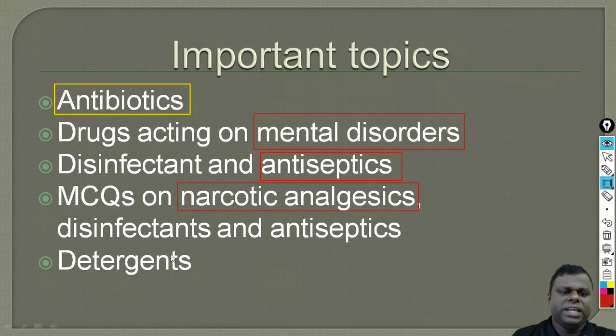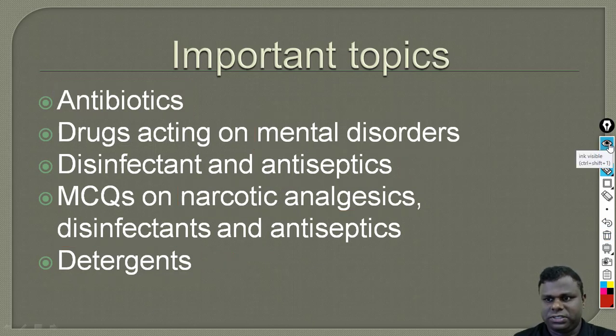Then detergents. In detergents you could just remember the different basic types: cationic, anionic and non-ionic detergents. The most important is the MCQ that normally comes from this section, that is CTAB. CTAB is basically a cationic detergent, cetyl trimethyl ammonium bromide. So these are the important topics that you should focus on.